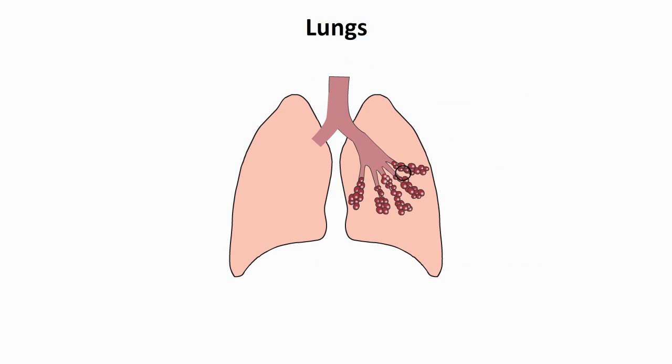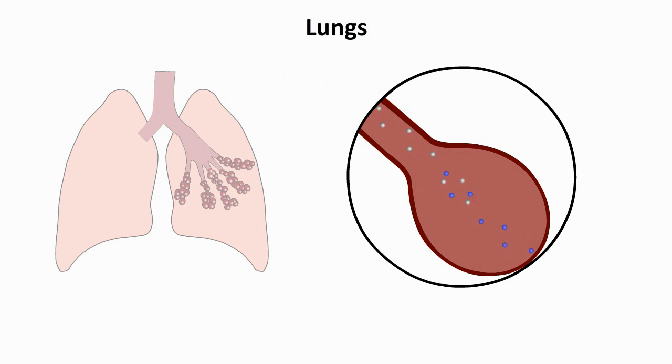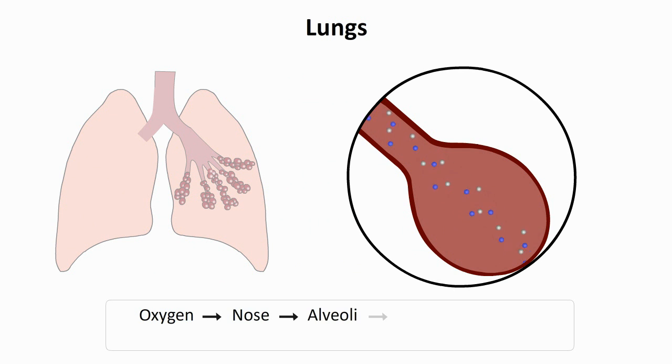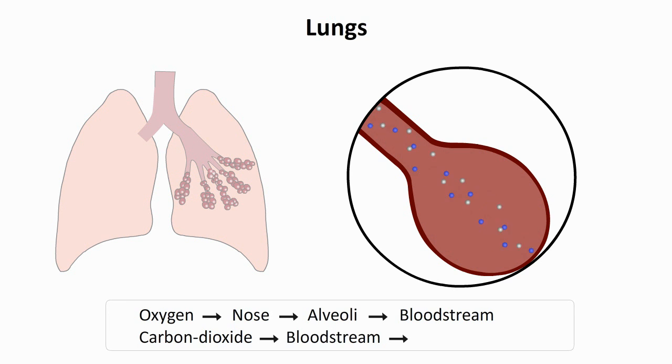Let's have a closer look at the tiny sacs called alveoli. Generally, oxygen we breathe in through our nose moves into these alveoli and subsequently it moves into our bloodstream. Consider these little white colored molecules moving into the alveoli as oxygen. Carbon dioxide moves out of our bloodstream into the alveoli and then it moves to the outside through our nose. These tiny blue colored structures are the carbon dioxide molecules. The oxygen and carbon dioxide movement in the lungs is what keeps us alive.